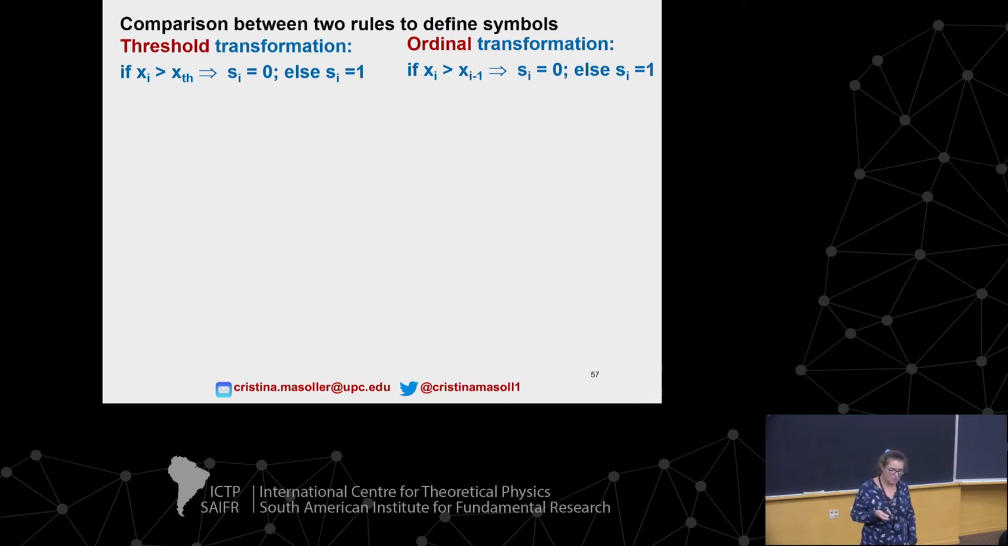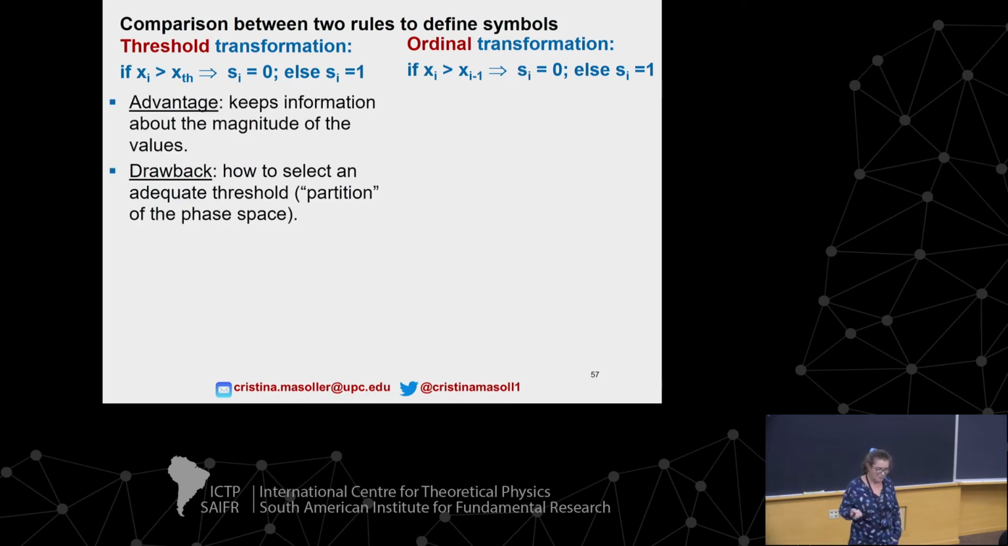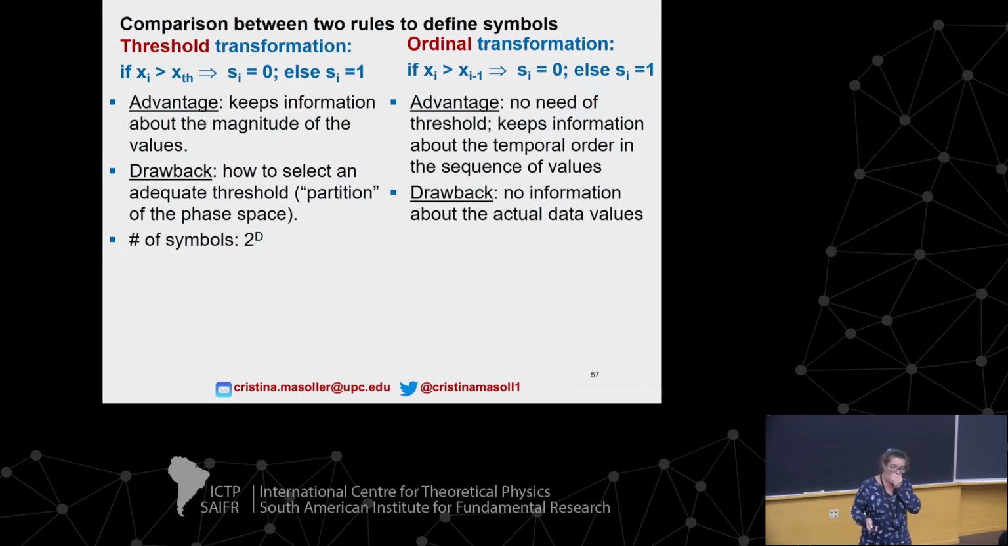So this is a comparison of the two methods. In one, you need to define the threshold. In the other one, you need to see the order in which the points appear. The advantage of the threshold method is that it gives information about the magnitude, but you need to select the threshold, and the number of symbols increases as 2 to the d. In the ordinal case, there is no threshold. It gives information about temporal correlations, because what matters is the order in which these events occur in the data. But the magnitude information is lost, and the number of symbols increases like this.